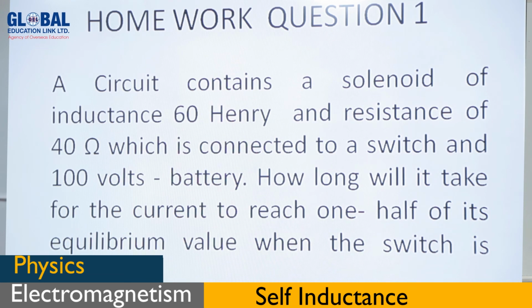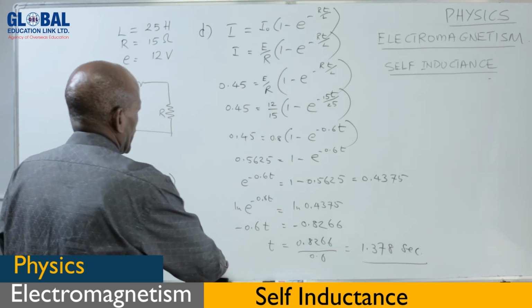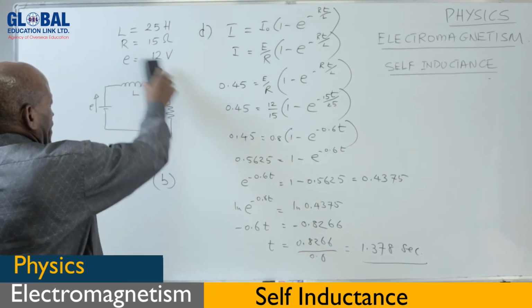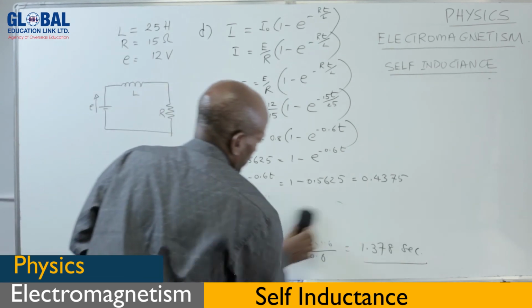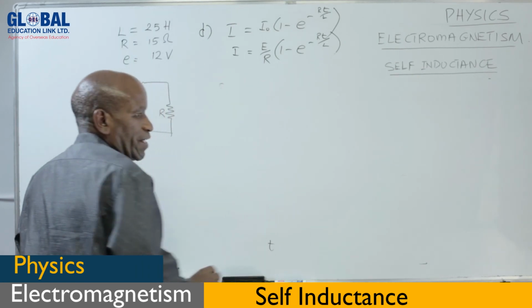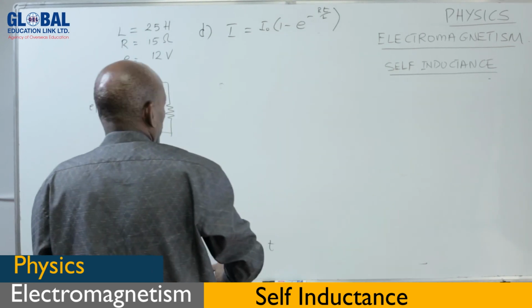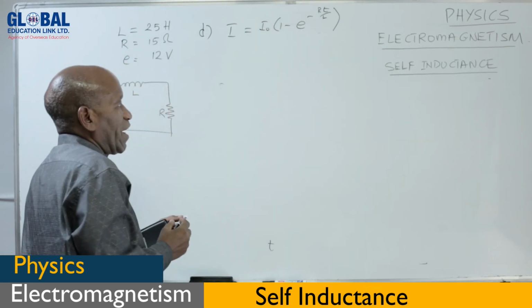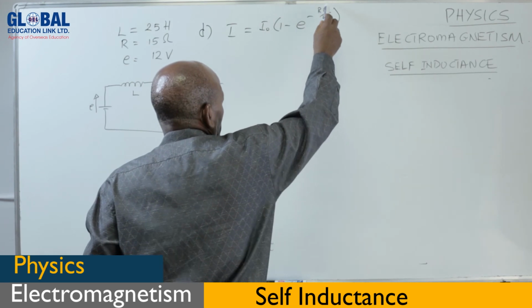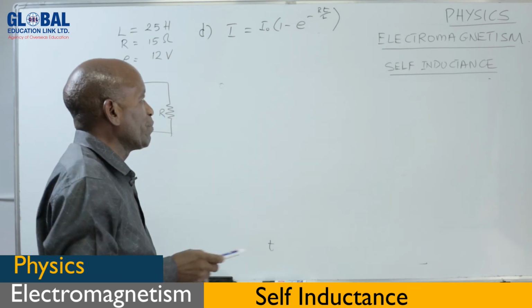The question says, how long will it take for the current to reach a half of its equilibrium value when the switch is closed? Really, we have a circuit just like the one you have already done previously. What you are supposed to do here is determine the time, from the given equation. You need to look for that particular time t at which the current will reach 1/2 of its equilibrium value.